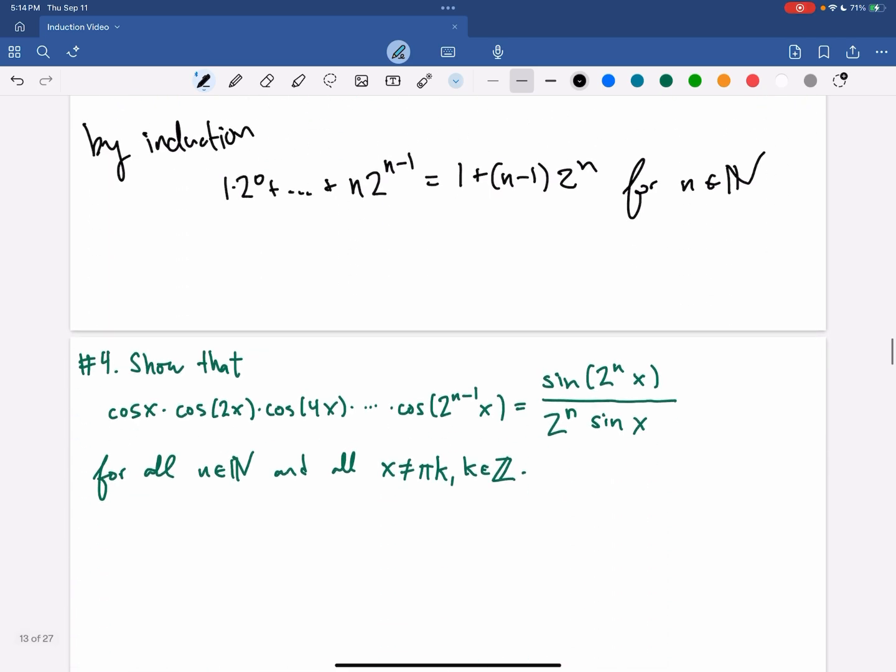And now we move on to our last example. Oh, this one's a clever one because it's going to use some trig identities. Let's see. Okay.